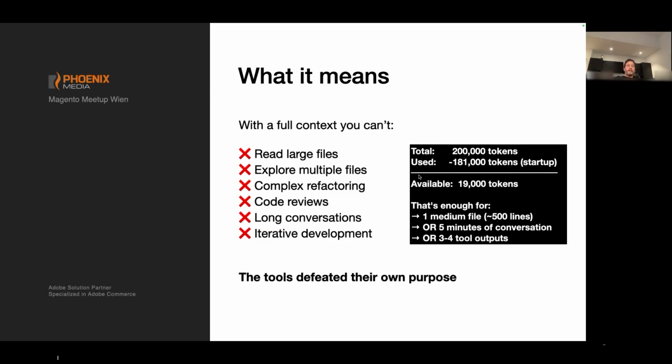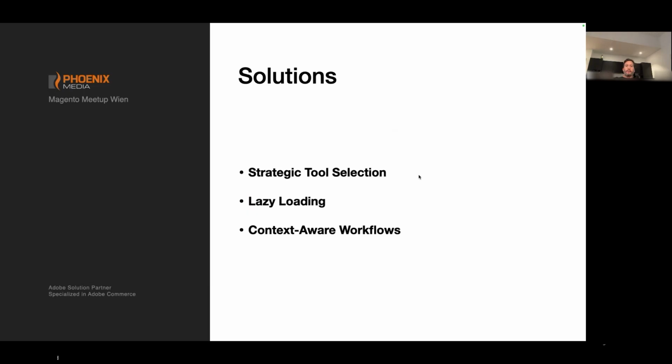That's not something very convenient. There are just some things you really can't do, like reading large files or code reviews. So tools are defeating their own purpose in this case. I provided 3 solutions actually. The first 2 are solutions we can do to improve loading of MCP servers. And the third one is more or less a general approach to work with the context you have, that limited space, because it's not getting any bigger at the moment.